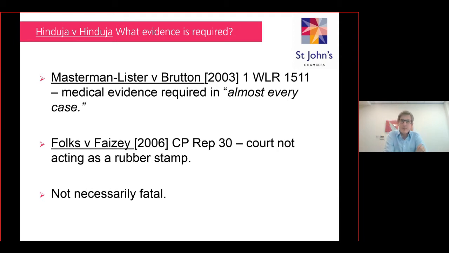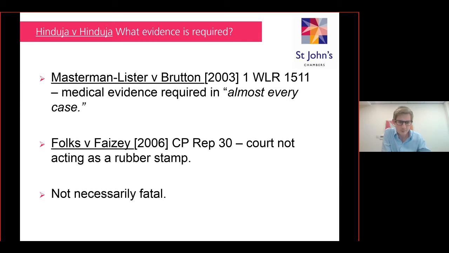Importantly, the judge specifically rejected the assertion that each of the tests under Section 3 of the MCA needed to be considered. It was enough that Sri was unable to instruct his lawyers for the court to safely conclude that Sri was unable to conduct litigation. Finally, and relevantly for the times we live in, the court said, well, it's not exactly straightforward getting medical evidence in the middle of a pandemic.